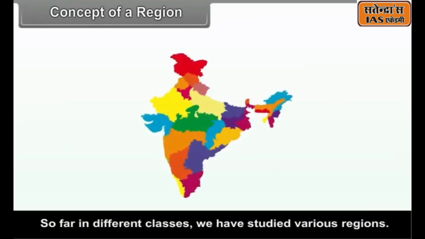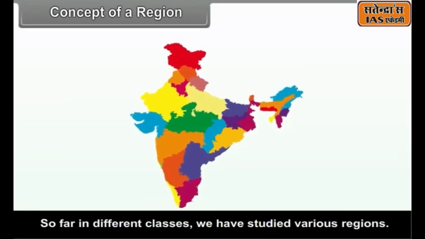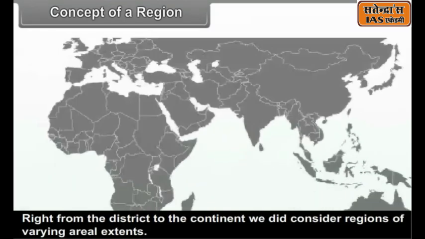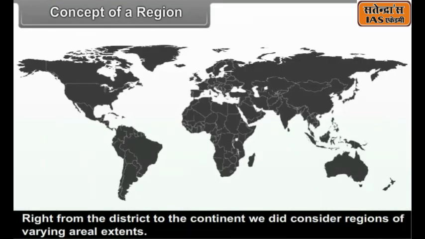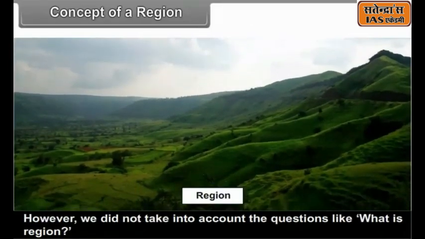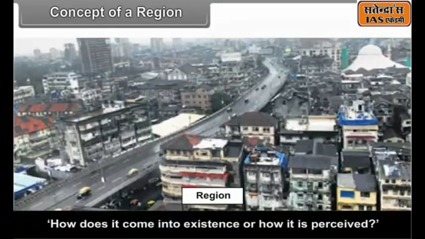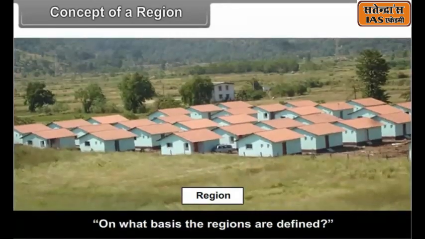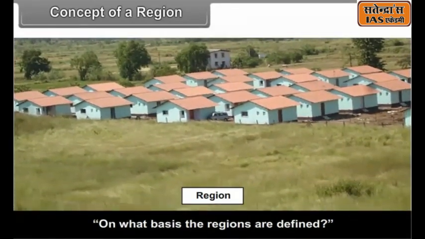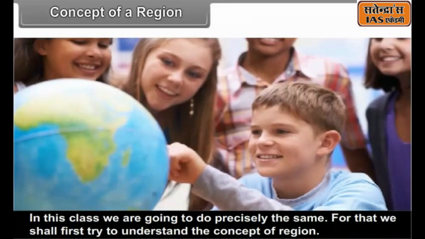Concept of region. So far in different classes, we have studied various regions. Right from the district to the continent, we did consider regions of varying areal extents. However, we did not take into account questions like, what is a region? How does it come into existence? Or how is it perceived? On what basis are regions defined? In this class, we are going to do precisely the same.